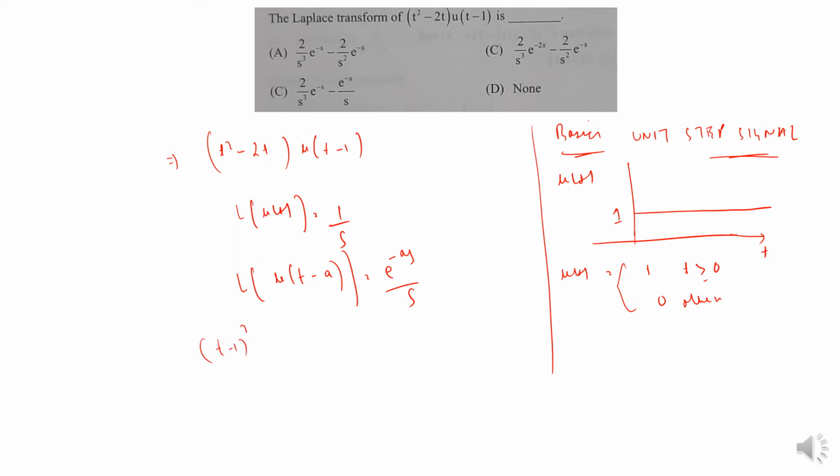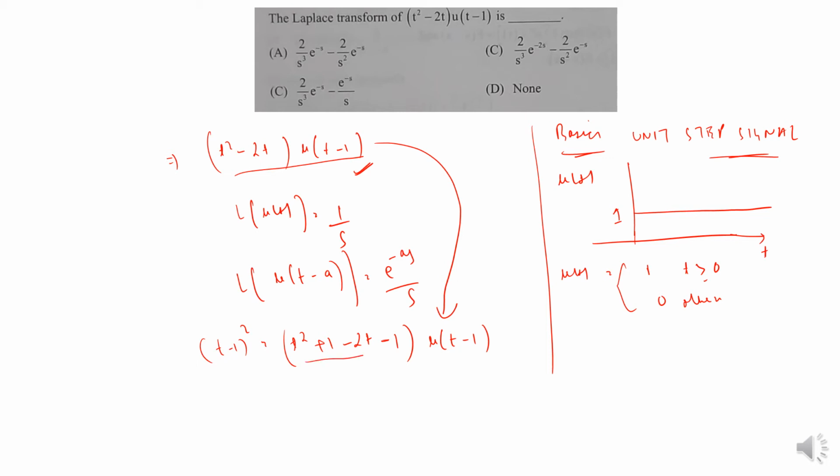Now see, if I want to write t minus 1 whole square, it is t square plus 1 minus 2t, correct? So here t square minus 2t has a delay of u of t minus 1. So we can write it like this: t square minus 2t plus 1 minus 1, into u of t minus 1. So this signal can be written like this.